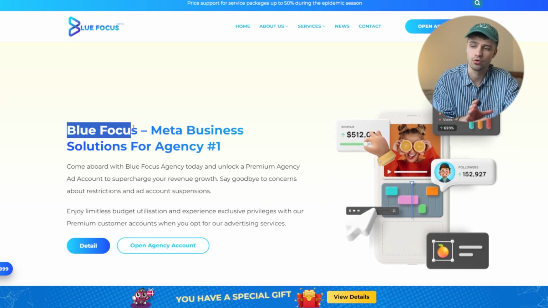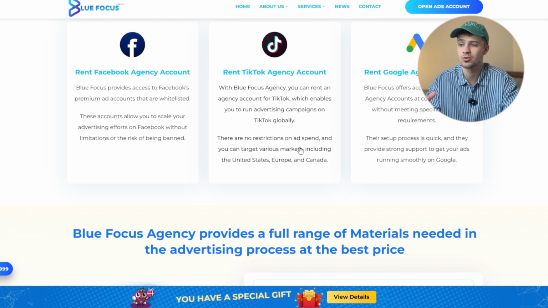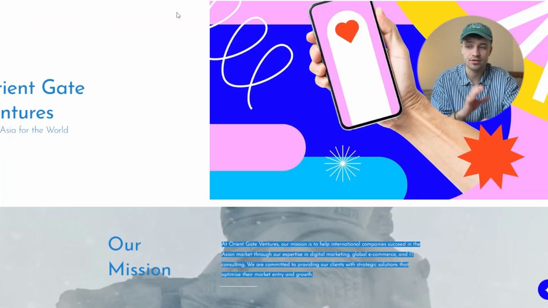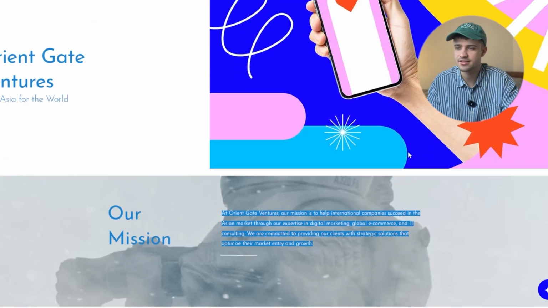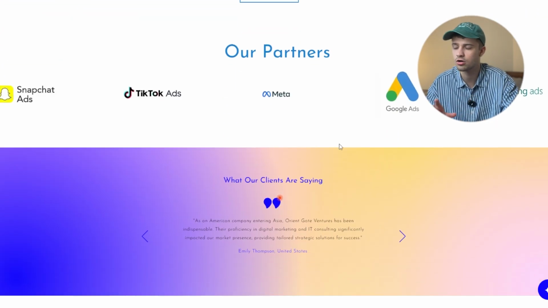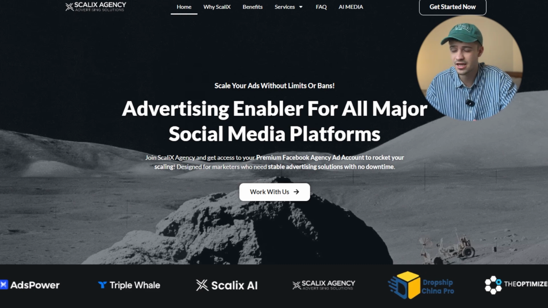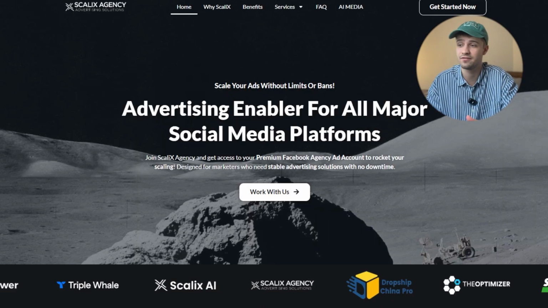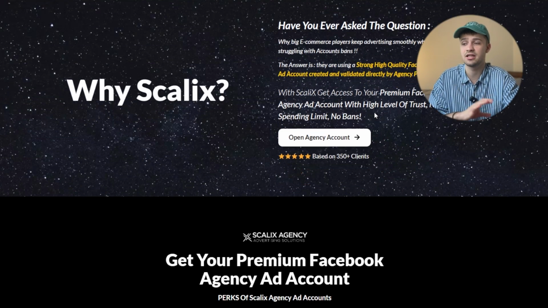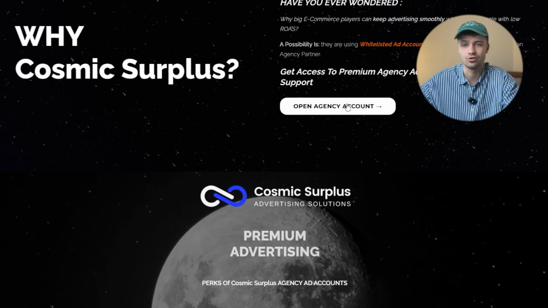First one is Blue Focus, a big player with a billion-plus budget, works mostly with agencies. Orient Gate Ventures, solid ACP-level support, also offers other accounts from TikTok, Google, Snap, and more. Scalix and Cosmic Surplus. Those are smaller scale, but their ad accounts are still valid, still solid, and they sell ad accounts to individuals and support via Telegram and in the UK time zone.